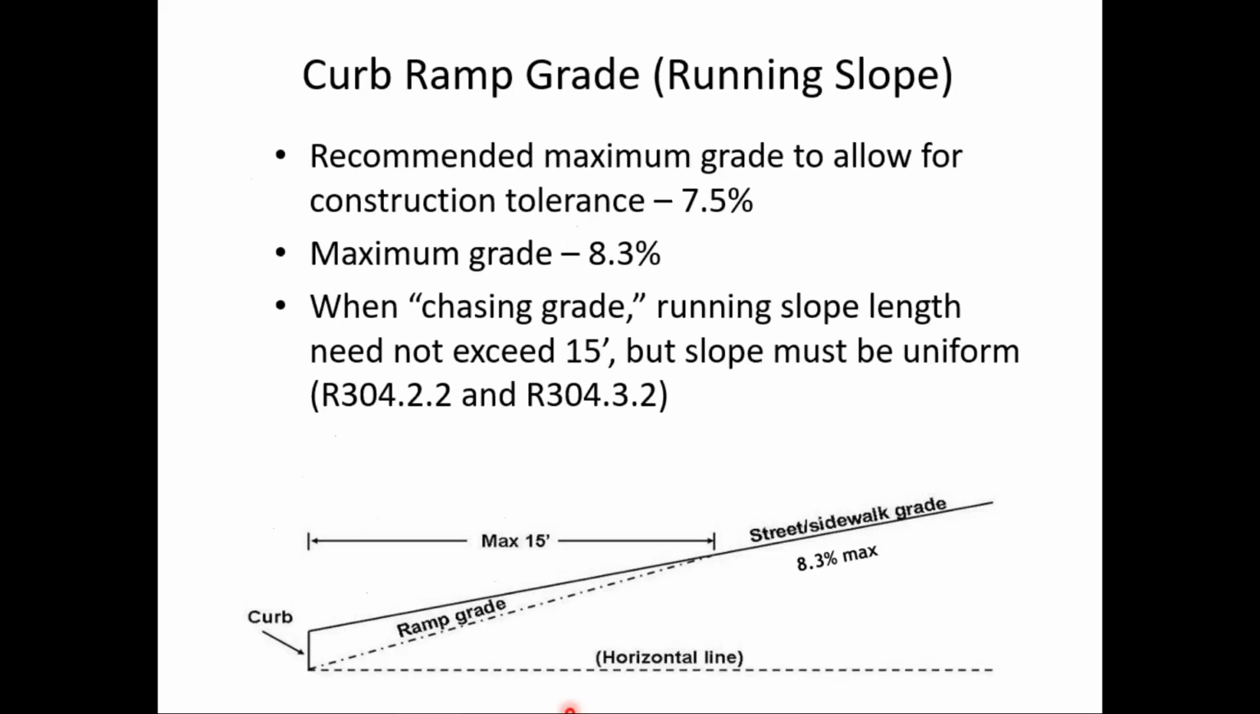Curb ramp grade, PROWAG says maximum grade 7.5%. I should have mentioned when we talked about cross slope, there is no allowance for construction tolerance. So if your contractor or if your construction crews say the best we can do, say for a sidewalk cross slope is plus or minus 0.5%, then we should be designing for, say, 1.5%. Same way with curb ramps, 8.3% is the maximum. A number of municipalities design them for 7.5%, so that when they're built, the ramp won't exceed 8.3%.